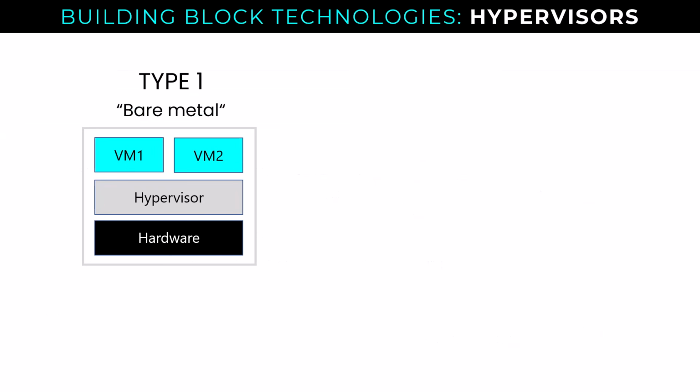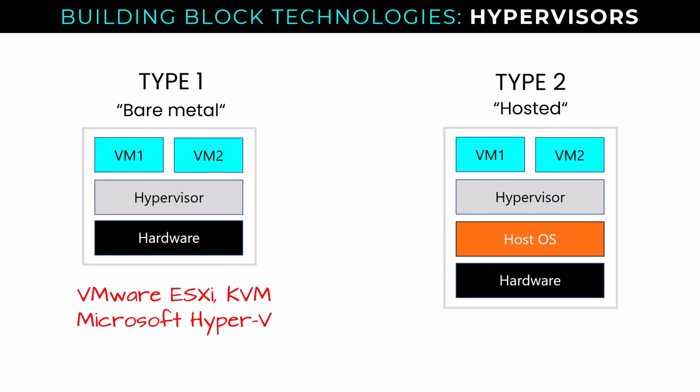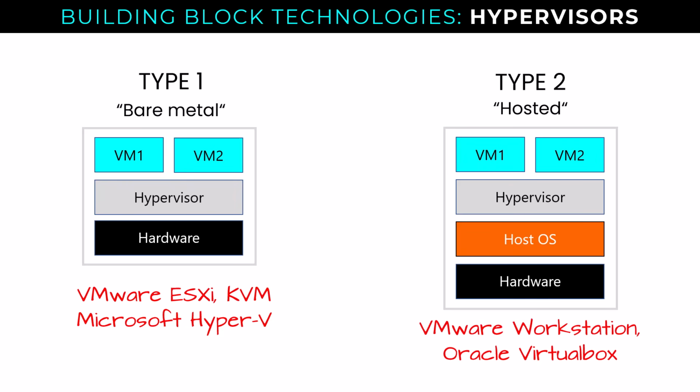So let's talk about hypervisors. We have the Type 1 or bare metal hypervisor that's installed directly on to the server hardware. Flavors there include VMware ESXi, KVM, and Microsoft Hyper-V. And then we have the Type 2 or hosted hypervisor, which is installed on top of a host OS like Windows or Linux. Varieties here include VMware Workstation and Oracle VirtualBox, to name a couple.